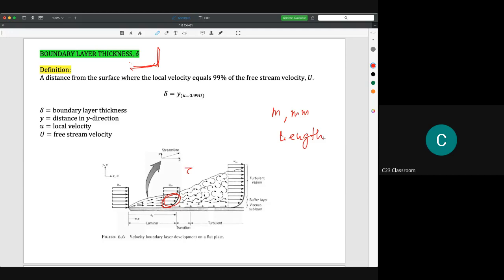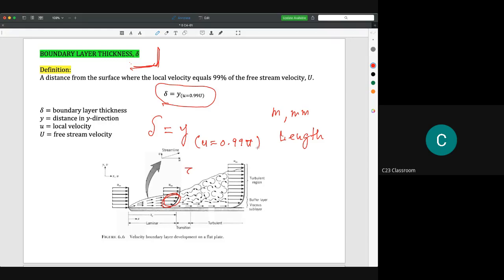So in mathematical expression, we could write the boundary layer thickness like this. The boundary layer thickness delta is actually the value on the y-axis, from u equal to 0 until u equal to 99% of the free stream velocity. So I hope you could understand the meaning of boundary layer thickness, as well as explain the formation of boundary layer.